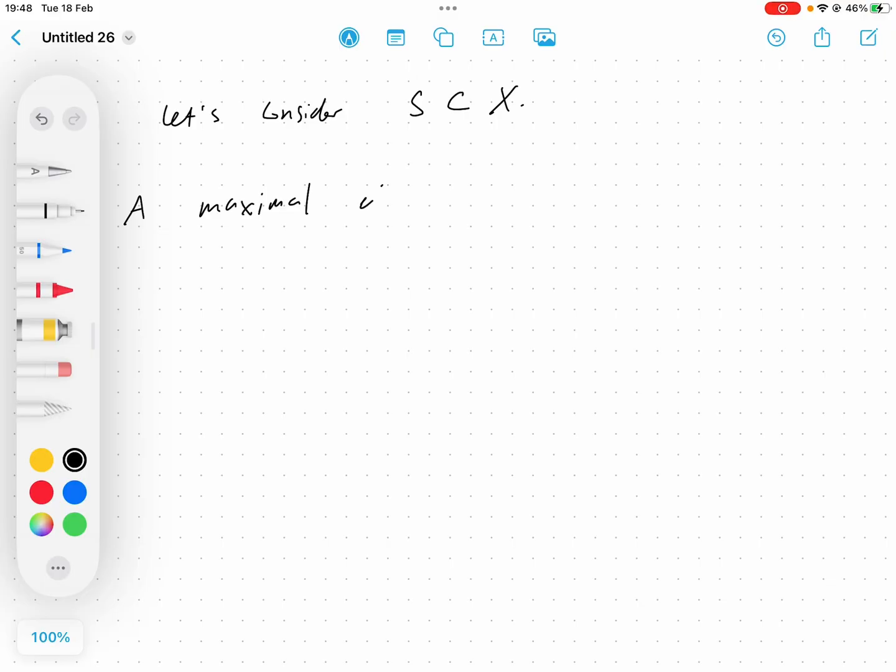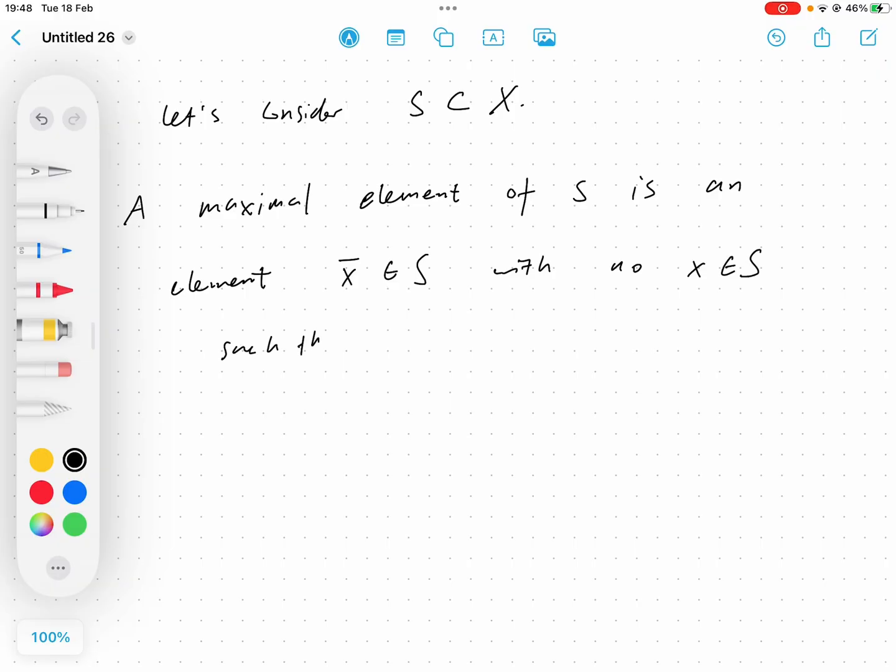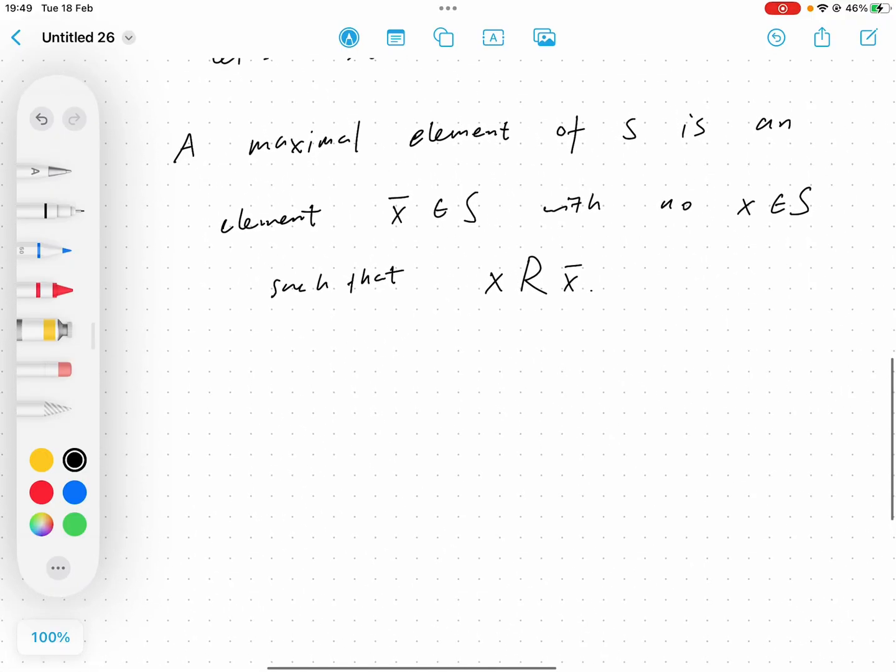So a maximal element of this subset S is an element, let's use x upper bar, which is an element of this S, and there is no other x in S such that x is related by the partial order to this x upper bar. And correspondingly we can define a minimal element.